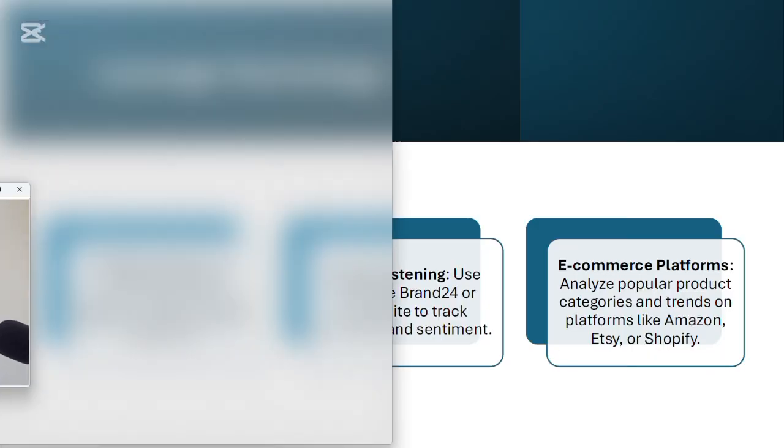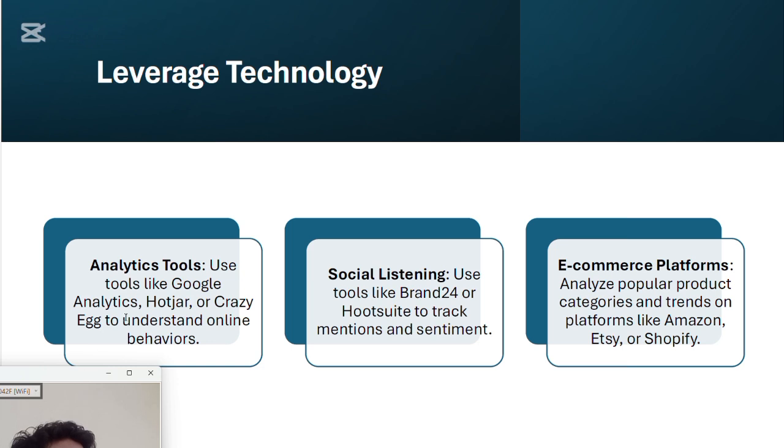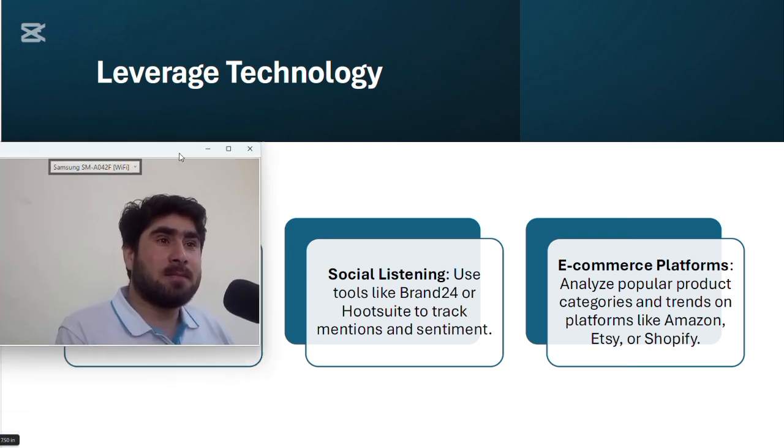And the fourth one is leverage technology. Analytics tools: use tools like Google Analytics, Hotjar, or Crazy Egg to understand online behavior. Social media listening: use tools like Brand24, Hootsuite, or Track, Mention, and Sentiment. E-commerce platforms: analyze popular product categories and trends on platforms like Amazon, Etsy, TikTok Shop, and Shopify.